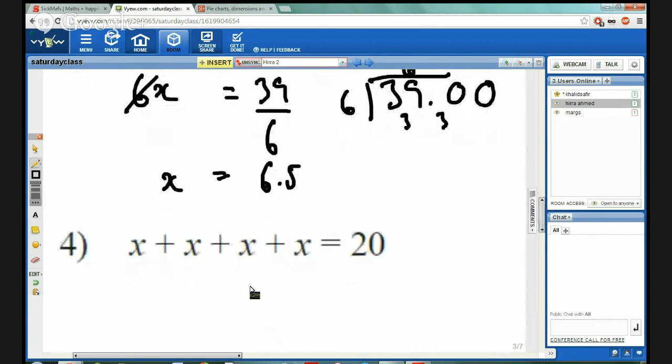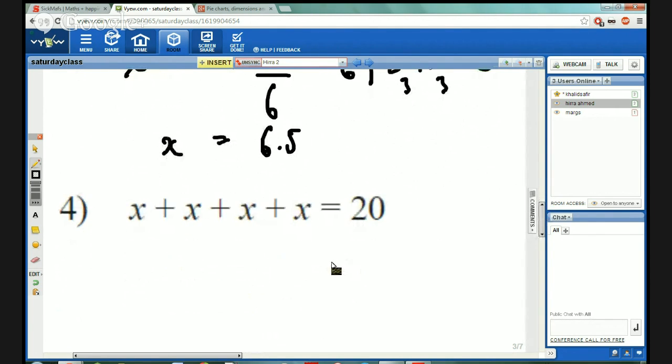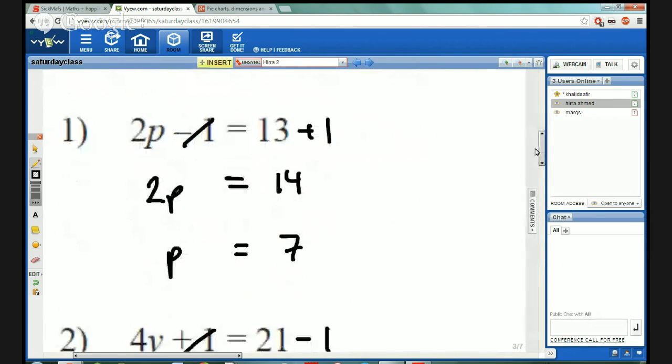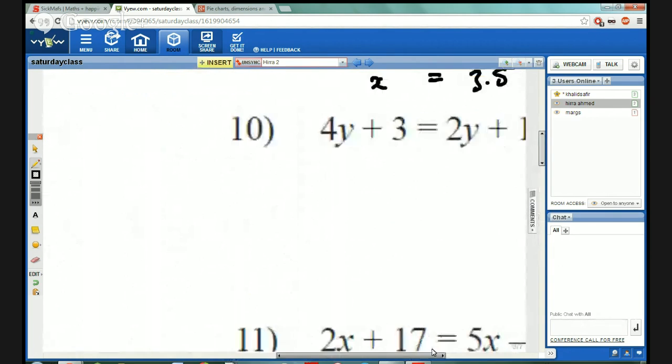Were you stuck on question 4 by any chance? Not really. Does it equal 5? Got it, because that's 4x basically. So it's easy. Yeah, good. Alright, so now you're on the next question.